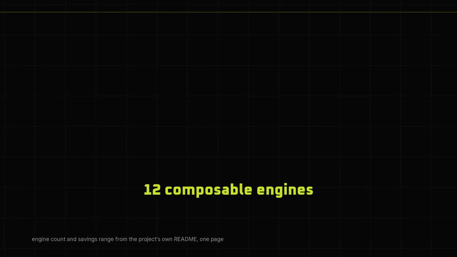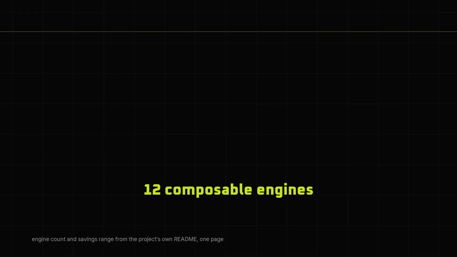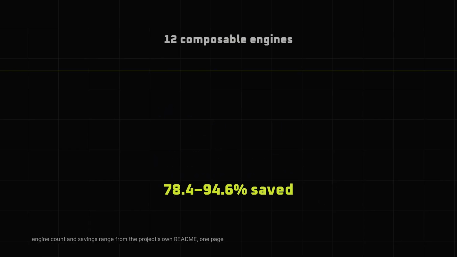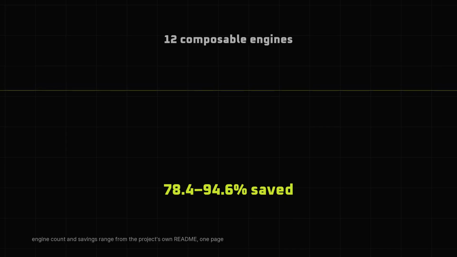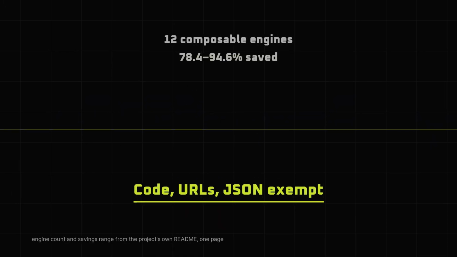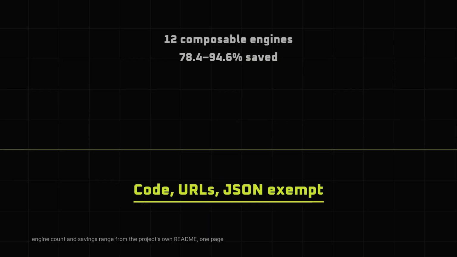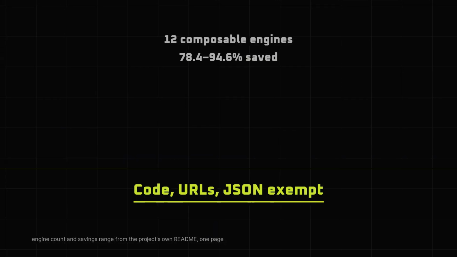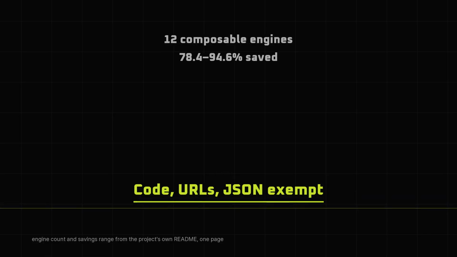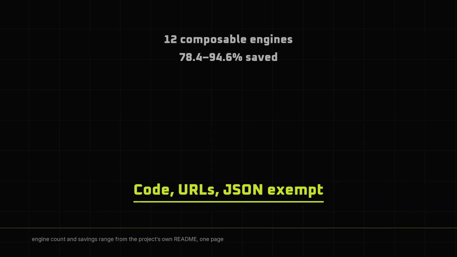Compression here is not one trick. The README describes a stack of 12 composable engines. Stacked together, they are quoted at 78.4 to 94.6% savings. Code blocks, URLs, JSON, and anything else structured are exempted and pass through untouched. Which is the part that matters. The compressor is only ever let near the prose, where losing a word is survivable.